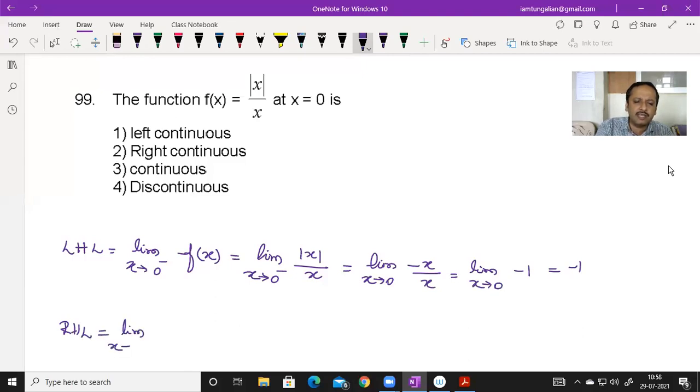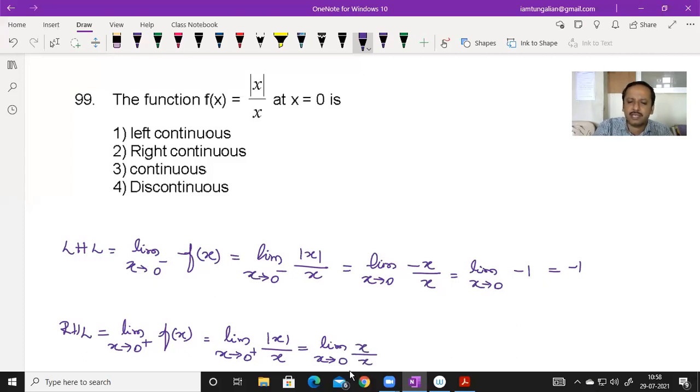Right hand limit, limit x tends to 0 plus f of x. F of x is mod x divided by x. That is equal to limit x tends to 0 plus mod x by x. When x approaches 0 from the right side, mod x can be defined as x. X by x is equal to 1. So limit x tends to 0 plus of 1 is equal to 1. Left hand limit is minus 1, right hand limit is plus 1. So it is discontinuous.